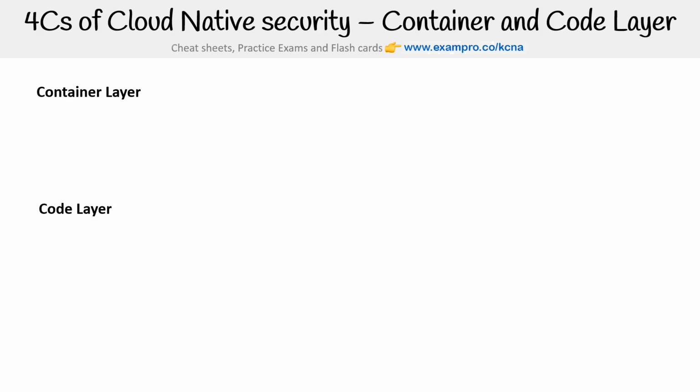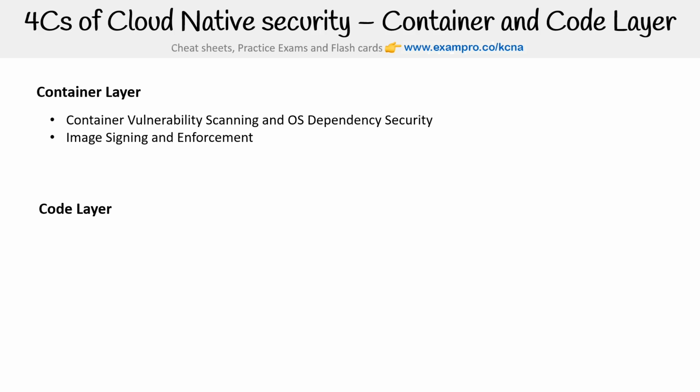So for the container layer, things that we can do at this layer to protect the container would be container vulnerability scanning or OS dependency security, image signing and enforcement, disallowing privileged users, and using a container runtime with stronger isolation. Okay, and that could be choosing virtualized container runtimes, which we talked about in our runtime section, right?